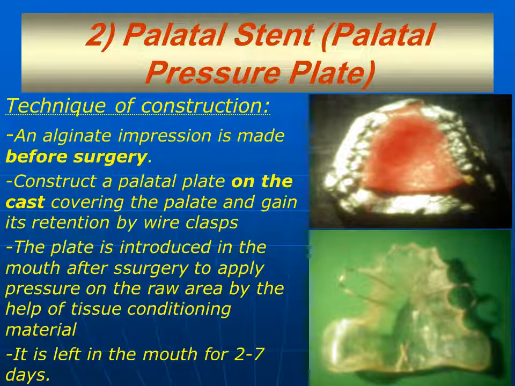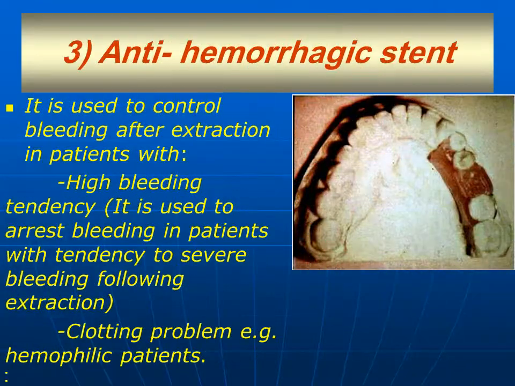How to construct? It's very easy. An alginate impression is made before surgery. Then construct a palatal plate. Retention can be made with Adams clasps or C clasps. The plate covers the palate and gains its retention from these wire clasps. The plate is introduced in the mouth after surgery to apply pressure on the raw area by the help of tissue conditioning material. Therefore, we usually line the stent with a tissue conditioning material, and we keep it in place for about 2 to 7 days.